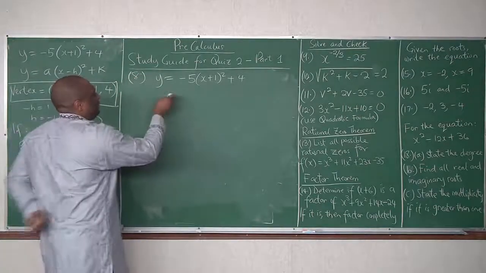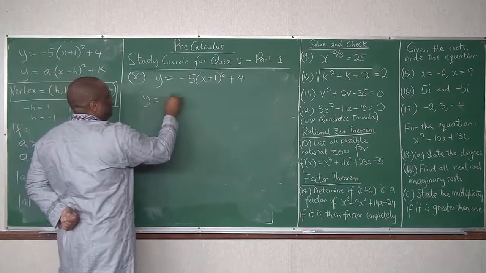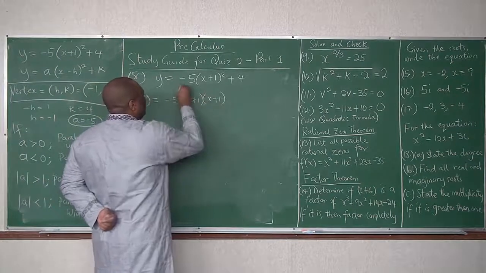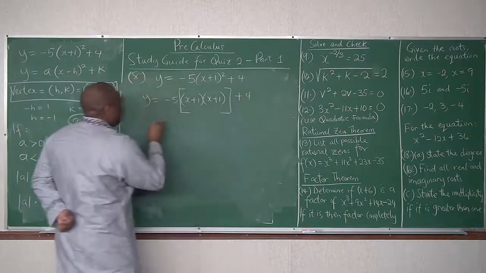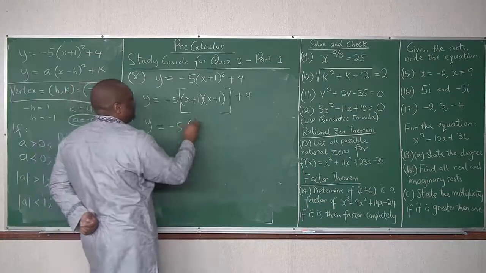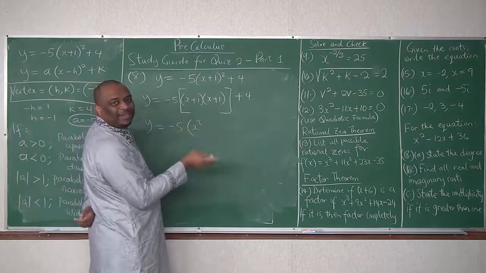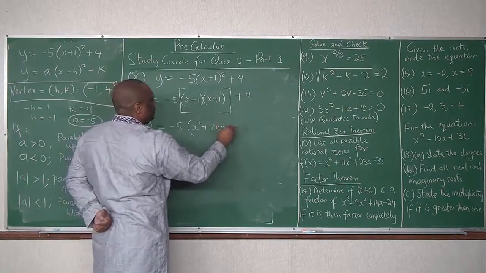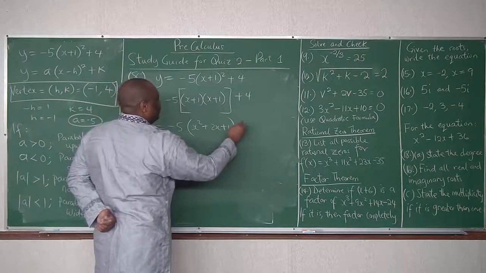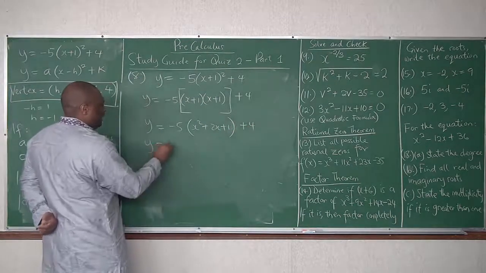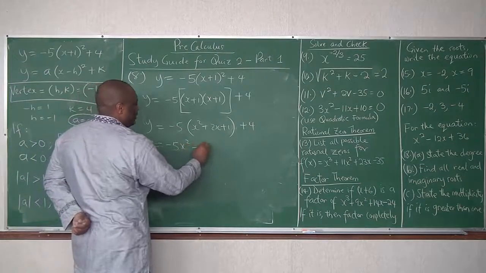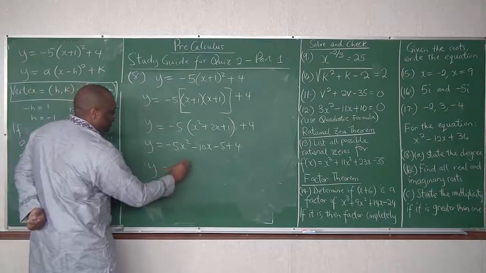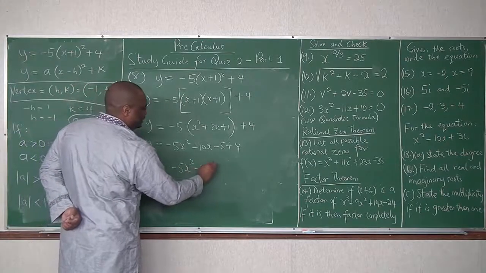So if we expand this real fast, this is -5 times (x plus 1) squared, plus 4. So y will be -5 times x squared. I'm using the horizontal method now. x squared plus 1x plus 1x, 2x plus 1, plus 4. So y will be -5x squared minus 10x minus 5 plus 4. So y will be -5x squared minus 10x minus 1.